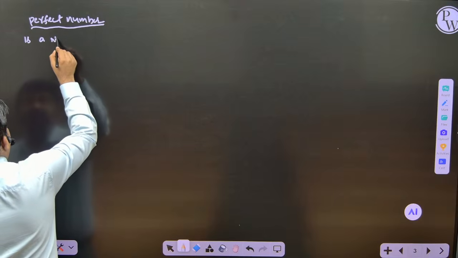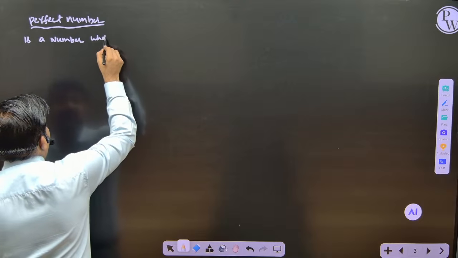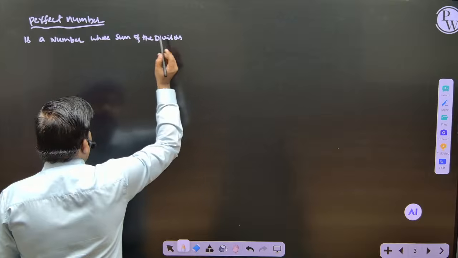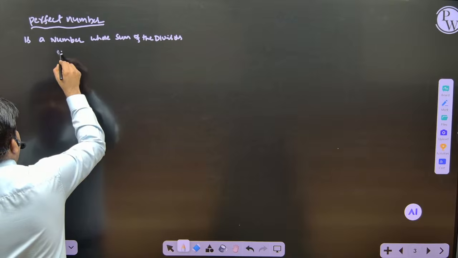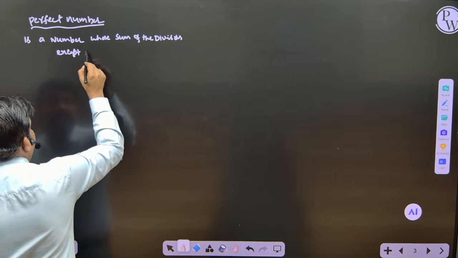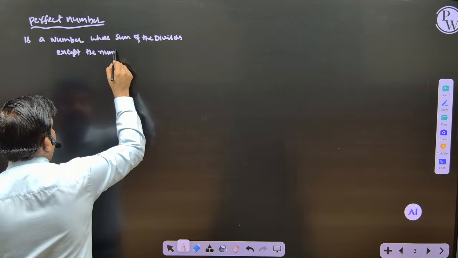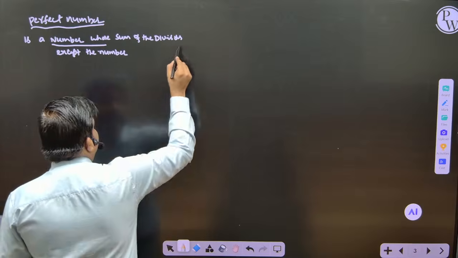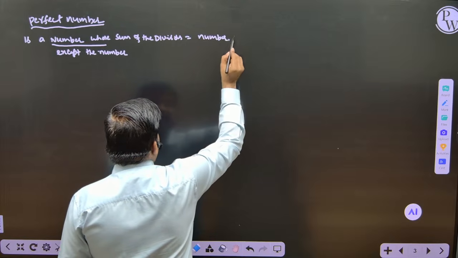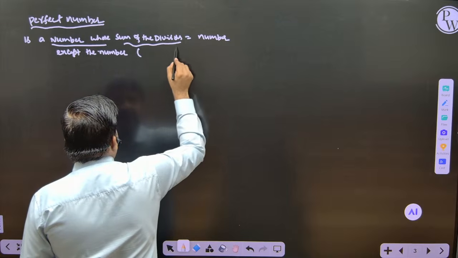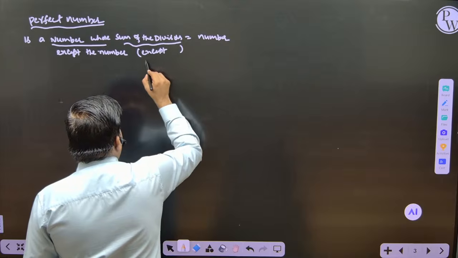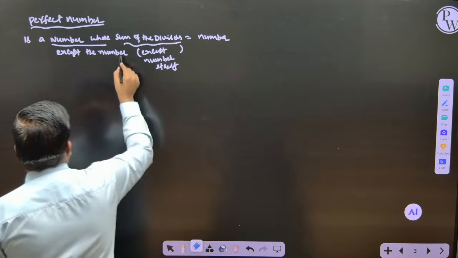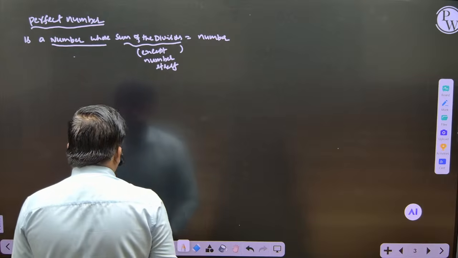A perfect number is a number whose sum of the divisors is equal to the number. But in the sum of the divisors, you should not take the number itself. Other than that number, you take the sum of the remaining divisors.